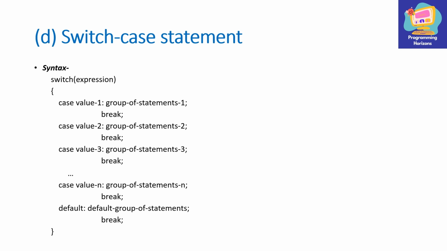If the match is not found in value 1, then value 2 will be matched against the resulting value. And this keeps on repeating until a corresponding match is found. If no match is found, then the body of default will be executed, and after that the cursor will come out of the switch block.